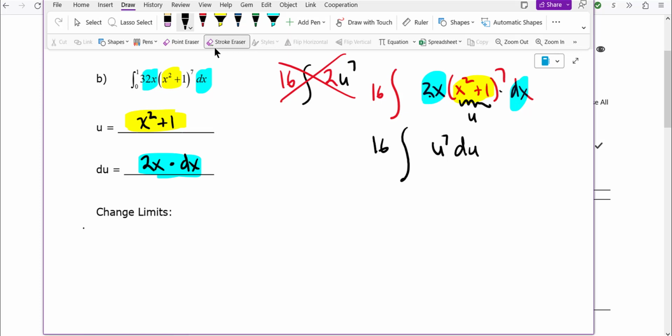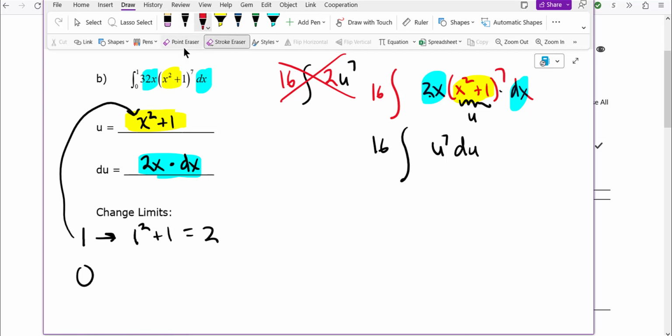Now let's write down our limits. We have 1 and 0. What do you do with the 1 to change the limit? Where does it go? Into the u sub. So plug it in. You'll have 1 squared plus 1, that's equal to 2. So that is no longer 1. That is now 2. The upper limit is 2.